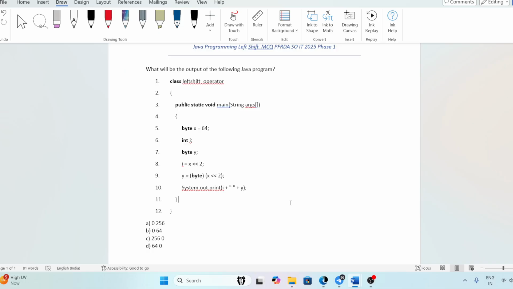In this video, we are going to see a Java programming question where the examiner asks questions regarding the left shift. A similar type of question was asked in the PFRDA SOIT Phase 1 exam of 2025. The examiner can give you 32 or 64 or 33, any number. So let's solve the question. Please pause the video and try to solve the question by yourself, then I will explain. I will just explain it directly.